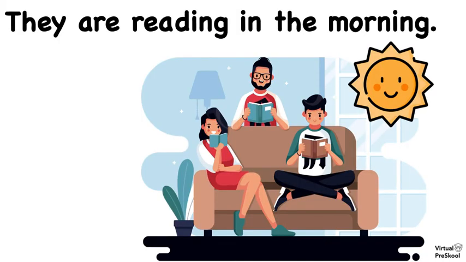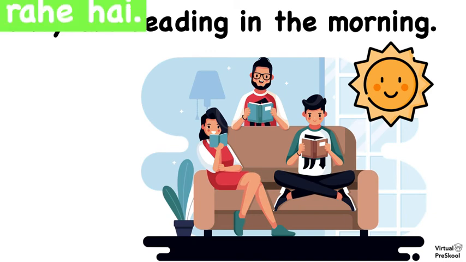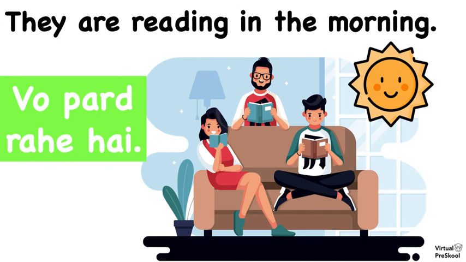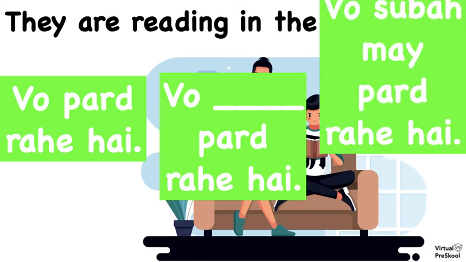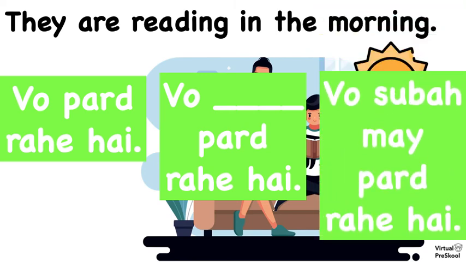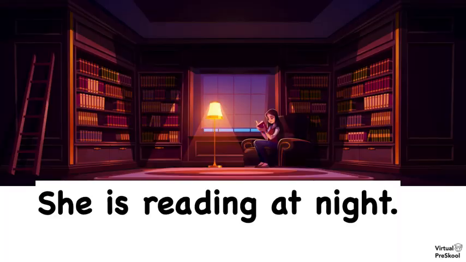They are reading in the morning. They are reading. What's the conjugation? वो पढ़ रहे हैं. And in the morning is सुबह में. So put that in the blank line and our sentence becomes वो सुबह में पढ़ रहे हैं.